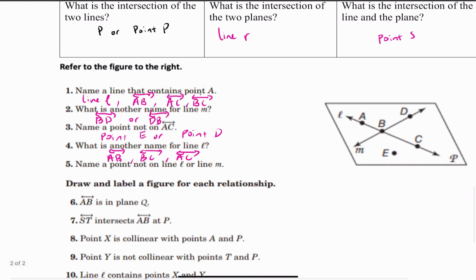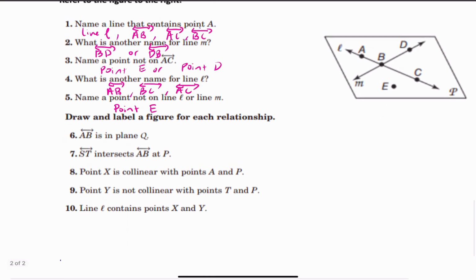Number 5, name a point not on line L or line M. Well, here's line L, and here's line M. The only point that doesn't appear on both of those lines is point E. Okay, point E is outside of those 2 lines.